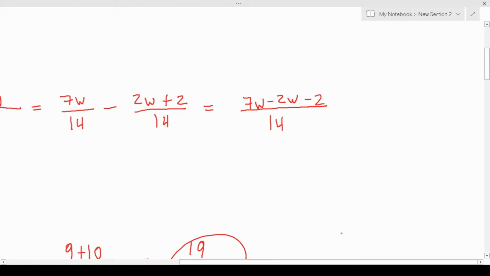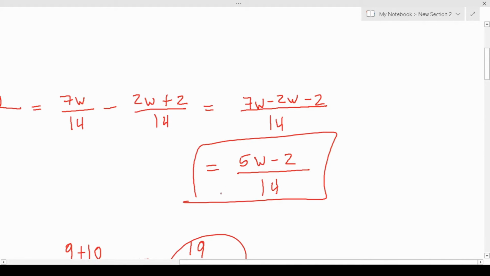Okay, so let's work that out by combining like terms. 7w minus 2w is 5w minus 2 over 14. And in light of the fact that we can't factor anything out, this is in simplest terms.